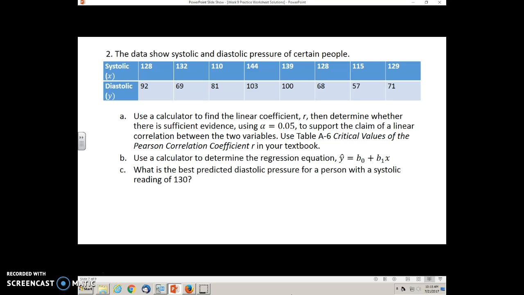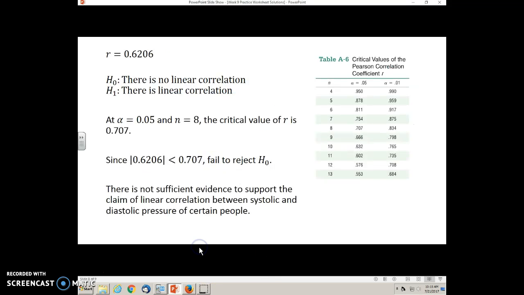The data here shows systolic and diastolic pressure of certain people. So x will be systolic pressure and y is diastolic pressure. Here we're going to use a calculator to find the linear correlation coefficient r, and then we'll use the table to test the claim of linear correlation. We'll use the calculator to find the regression equation, and then what is the best predicted diastolic pressure for a person with a systolic reading of 130.